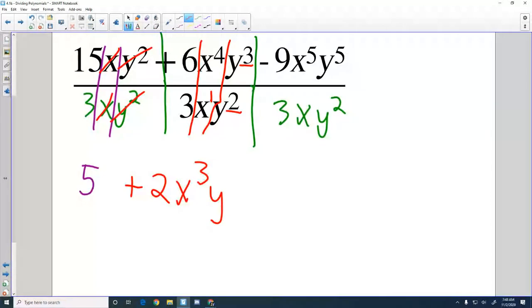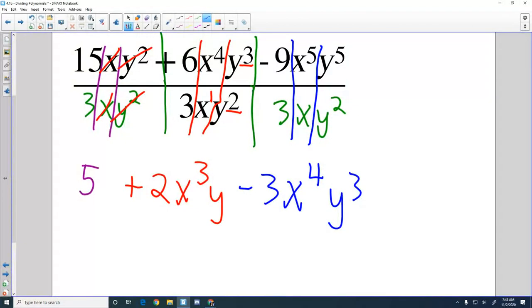Finally, we go to that third and final term. We're going to simplify the coefficients, then the x's, and then the y's. Negative 9 divided by 3 is just negative 3, so I'm going to write minus 3. X to the 5th divided by x. Where are there more x's? Up top. How many more x's are up top? 4 of them. So we put x to the 4th up top. And where are there more y's? Up top, right? And how many more? There are 3 of them. So y to the 3rd.